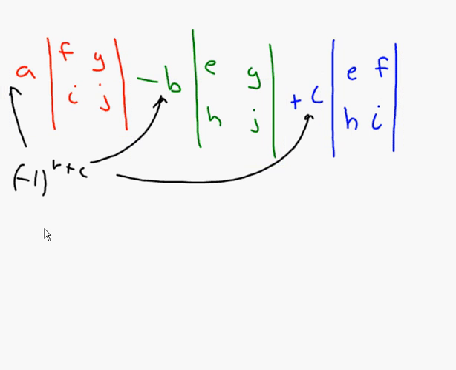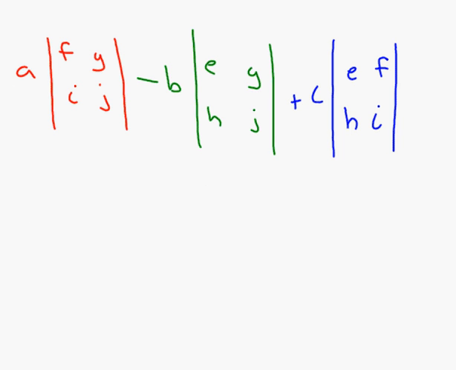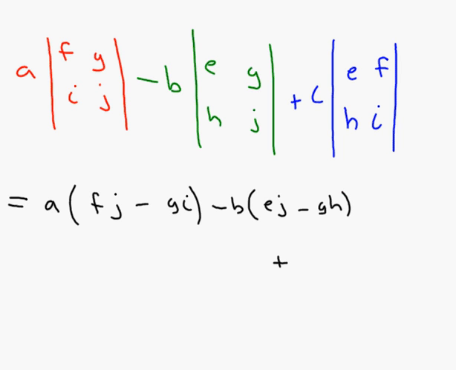Edit, paste it. There it is. So I'll get rid of this part for the time being. We won't worry about that anymore. All right. Let's actually write out what this thing equals. I'm just going to use all one color. So this is going to be A times FJ minus GI minus B times EJ minus GH plus C times EI minus FH.